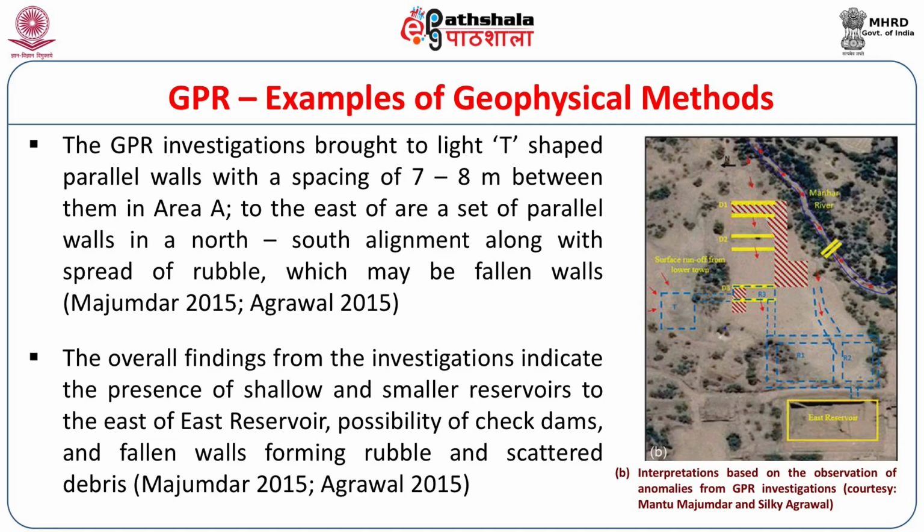The yellow rectangle indicates the east reservoir, and towards the east of that is the larger area where the investigations were carried out, and to the northeast you can see the Manhar river. So this is the area which was surveyed, and in the next slide you can see the results here, where the parallel walls have been indicated, and maybe a feeder channel coming from the river to the eastern reservoir is also indicated.